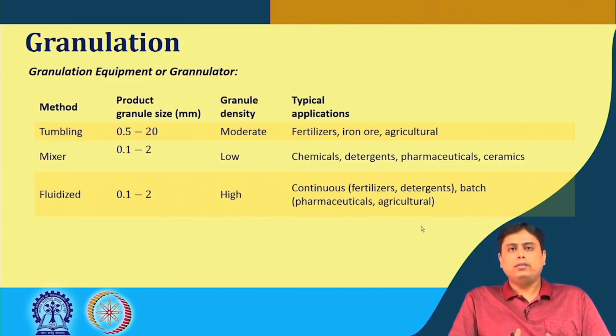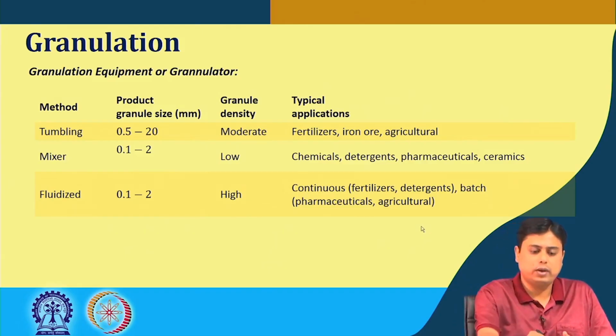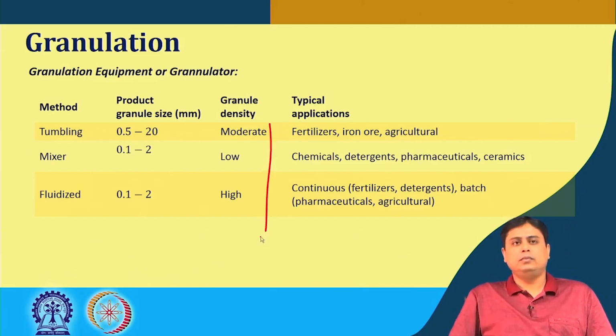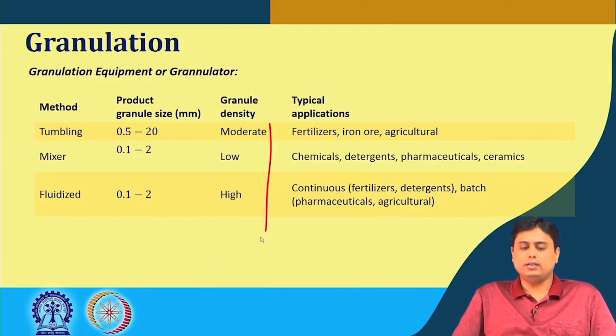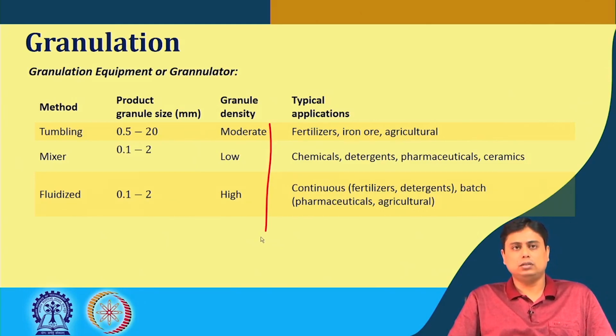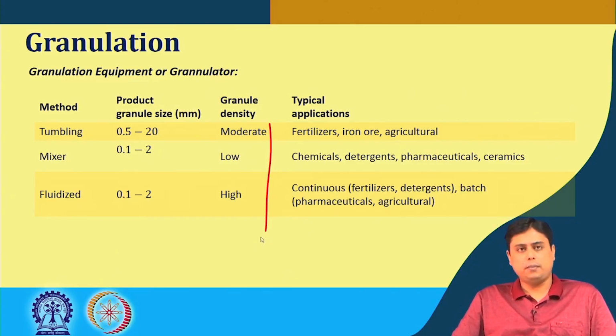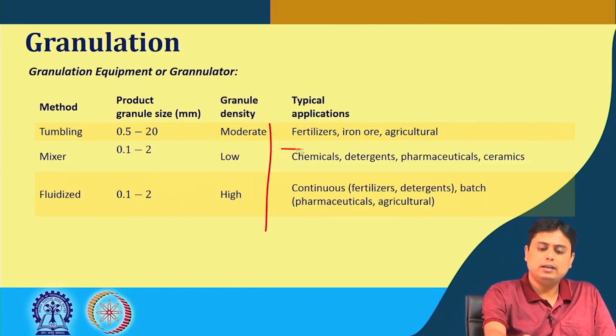Depending on the granule density, they can also be categorized. The tumbling granulator can handle moderately dense granules, or it generates that kind of end product. Mixer granulators have low granule density. The fluidized bed granulators have a very high granule density. These are used in these respective areas.